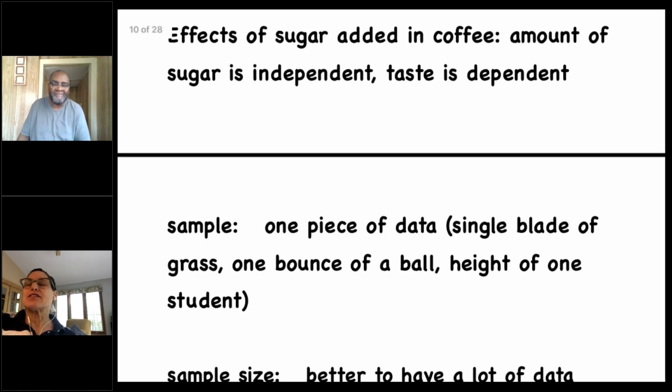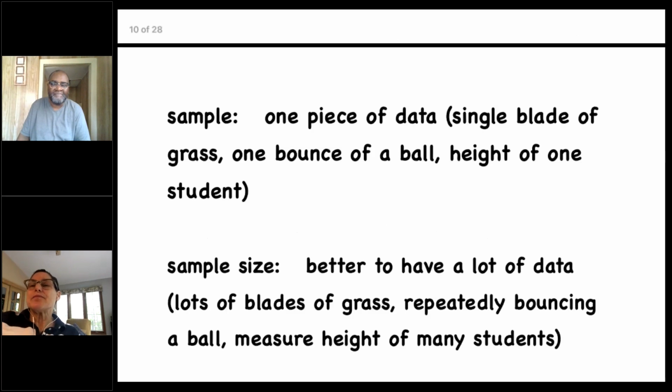Oh, a couple more definitions, I lied. Sample. One piece of data is a sample. Like, you take a single blade of grass out of a field and you measure it. And it doesn't tell you much, does it? It's just one blade of grass. Or like, let's say you're doing an experiment with how high a ball bounces, and you're bouncing it one time. That's one single piece of data.